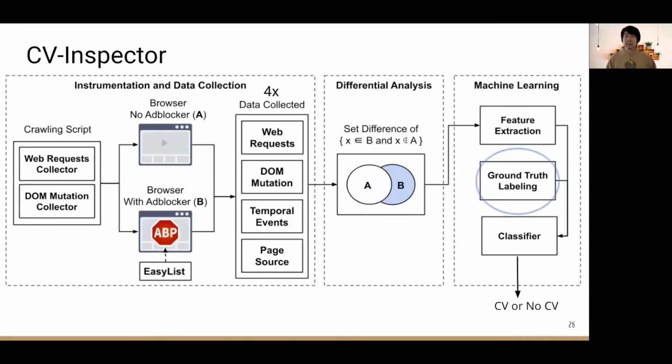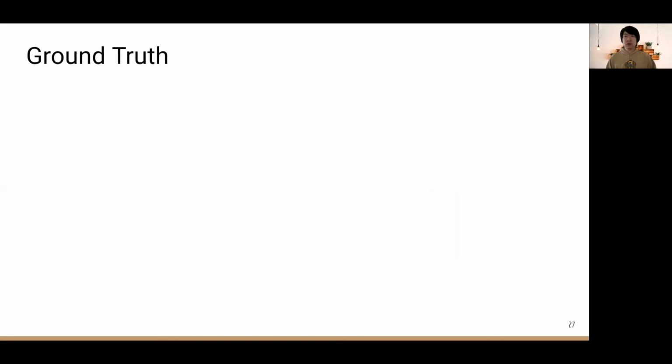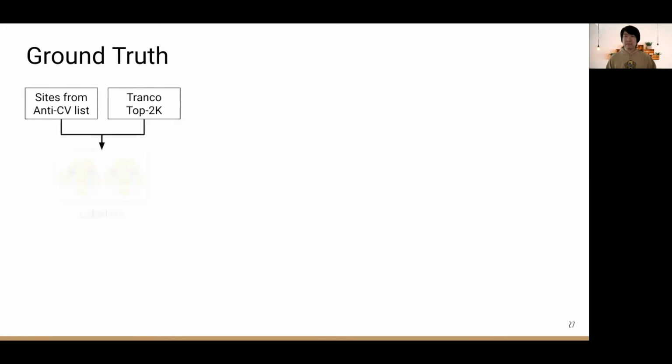Next, we'll discuss our ground truth methodology. As there are no good data sets currently available, we must make our own ground truth. First, we extract sites from the anti-CV list, as these sites implicitly attempt circumvention. We also consider the Tranco Top 2K to make sure our ground truth covers the most popular sites. We then have a team of 2 undergraduate students who helped label our data sets.